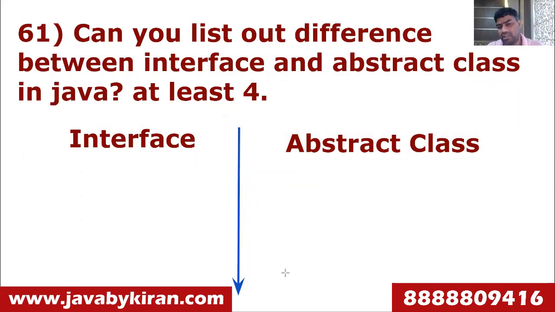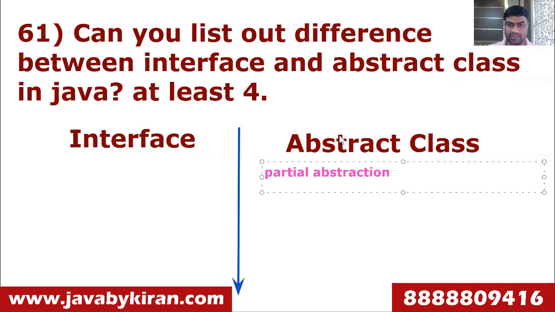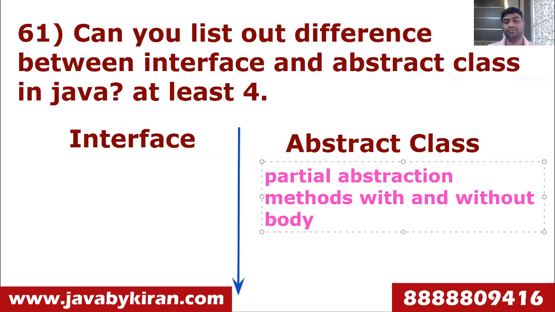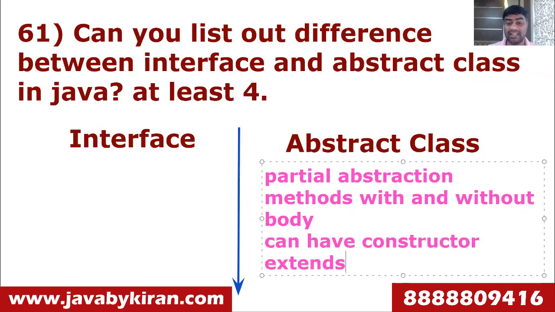Then you start: abstract class is for partial abstraction. Like that, then technical points you can start. This is for partial abstraction. Then methods with and without body. Then can have constructor. Then we need to extend abstract class if you want to use. These are the simple 4 differences.